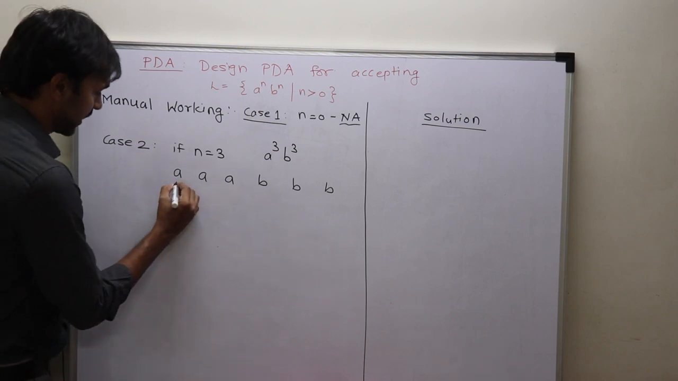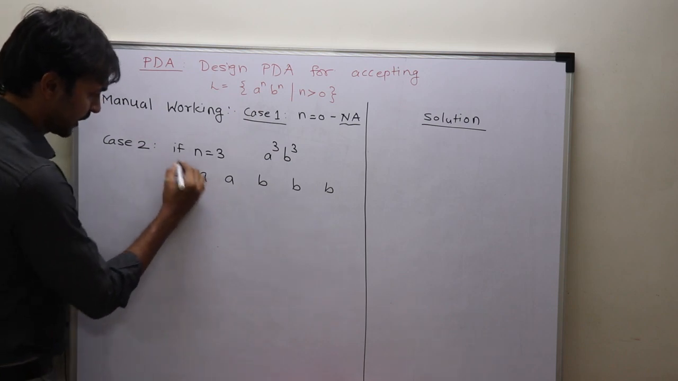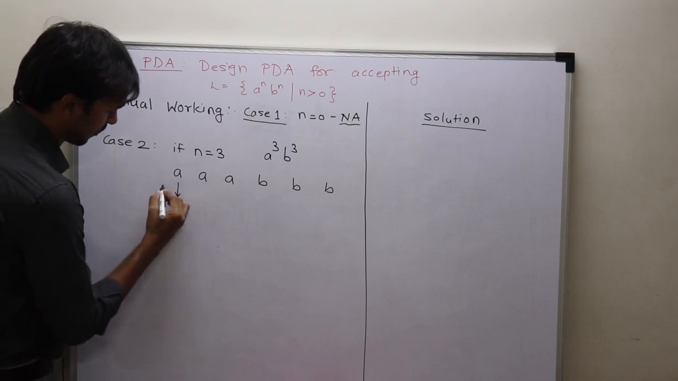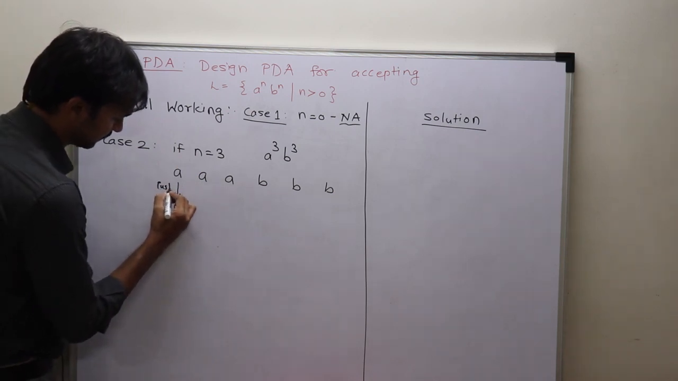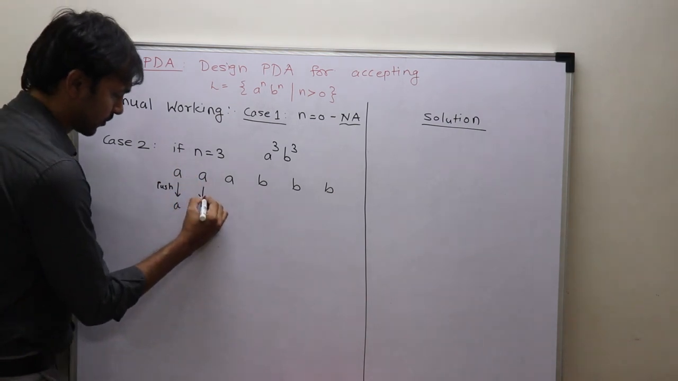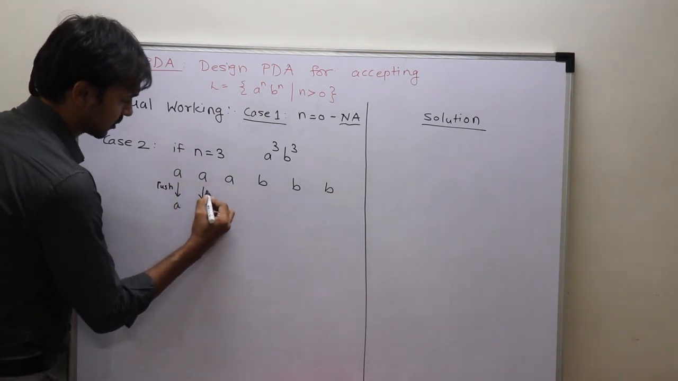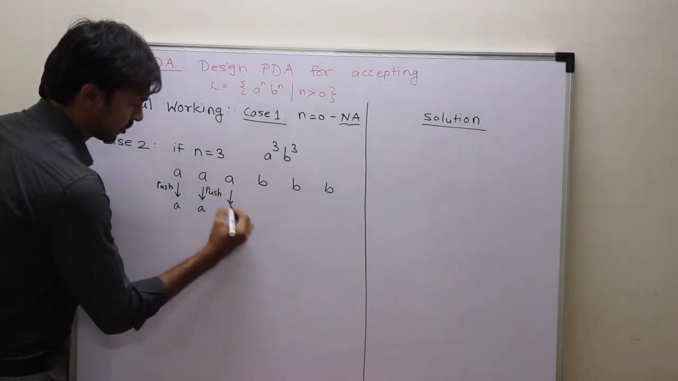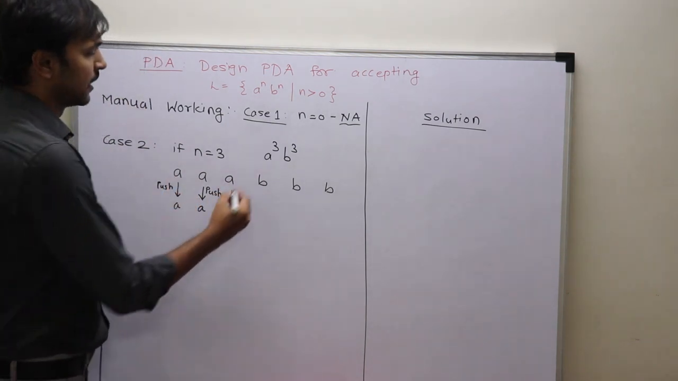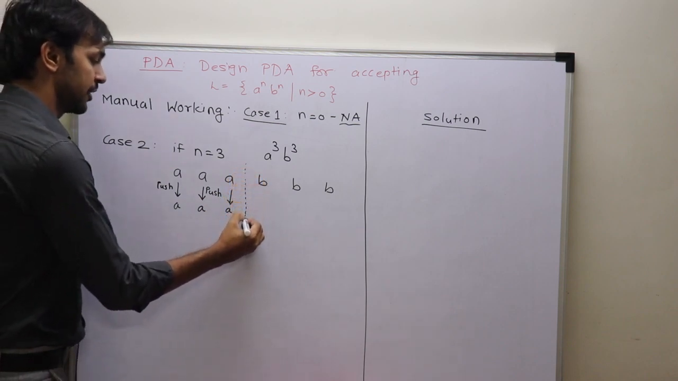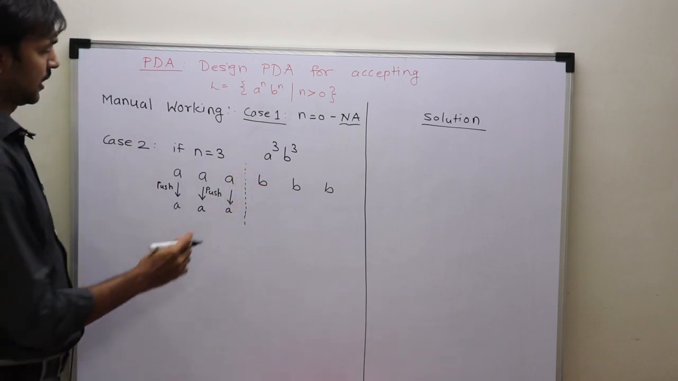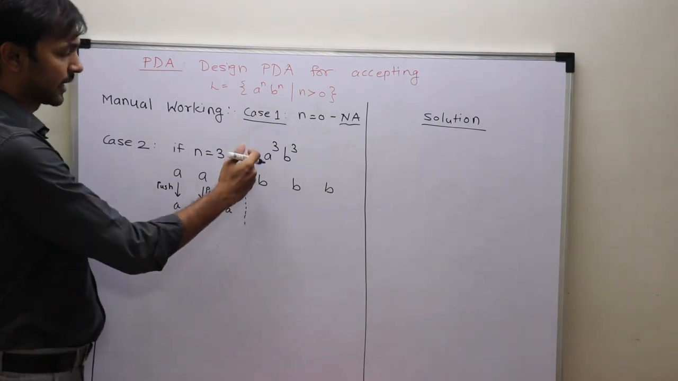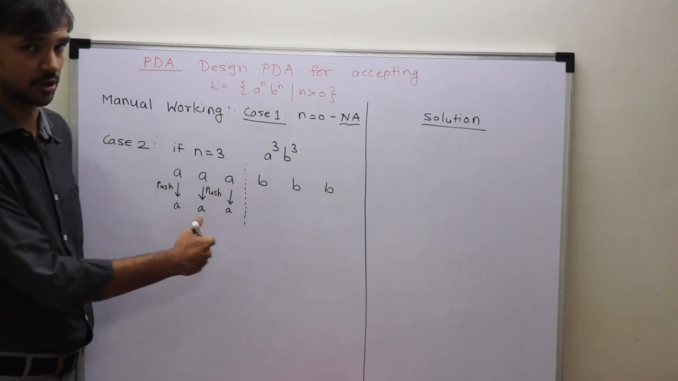So first A is pushed into the stack. Here we can write a push operation. The next A is also pushed into the stack. So this A is also pushed into the stack, and this A is also pushed into the stack. So I can write that all A's are pushed into the stack. Here we reach half of the string. So by the time we reach here, half of the string is processed.